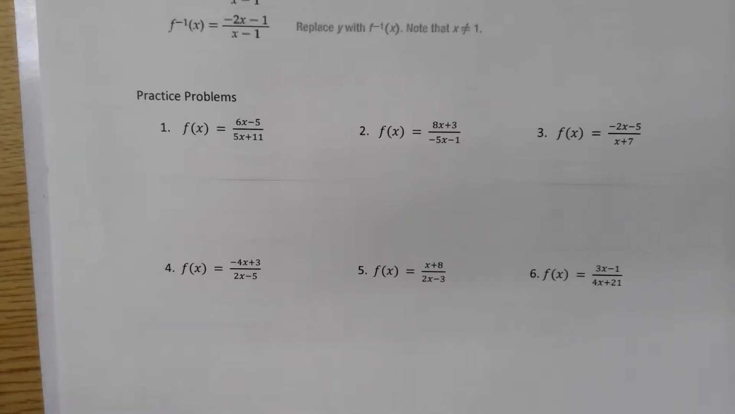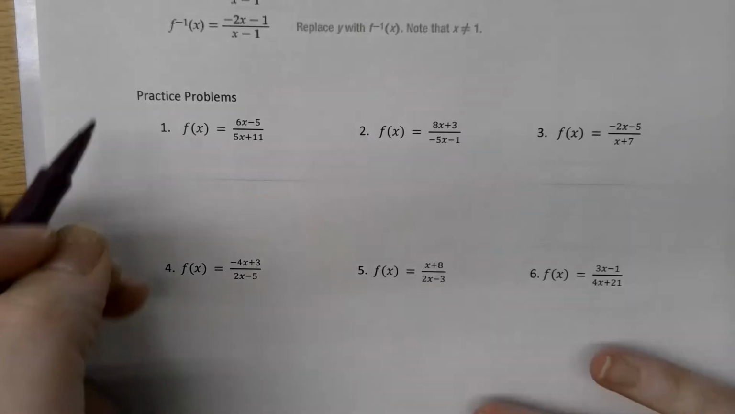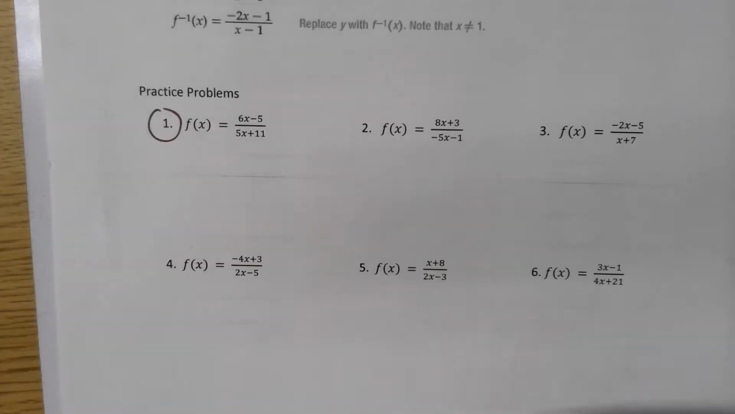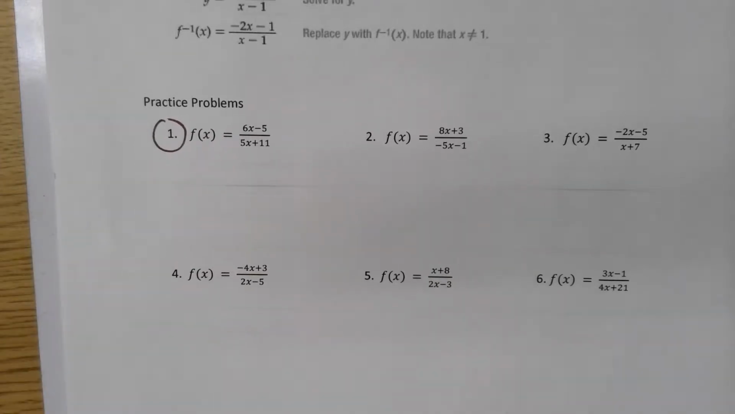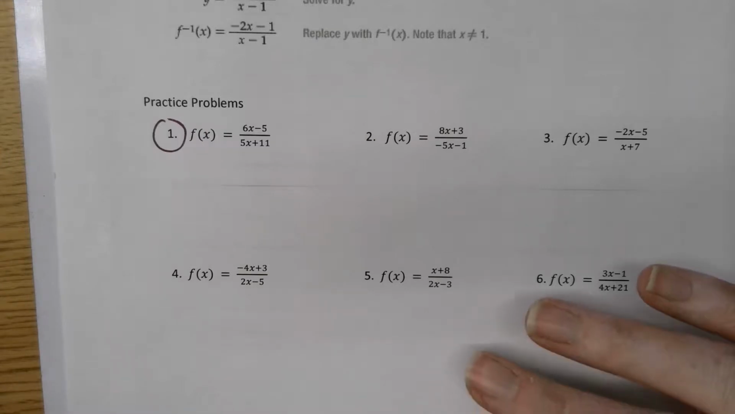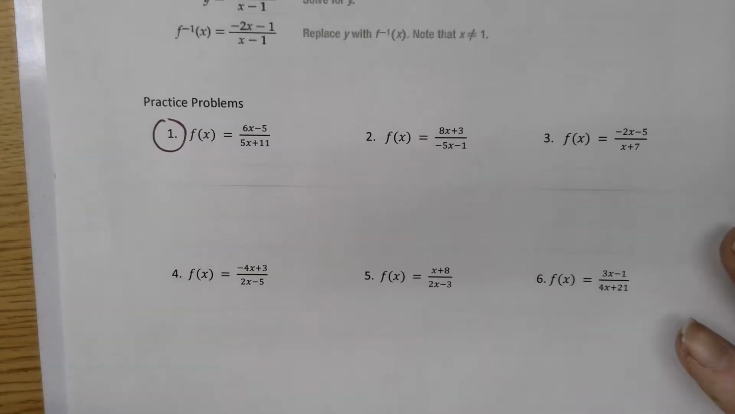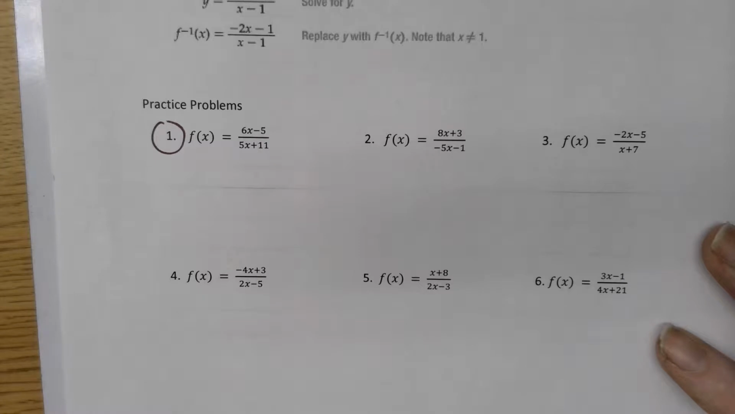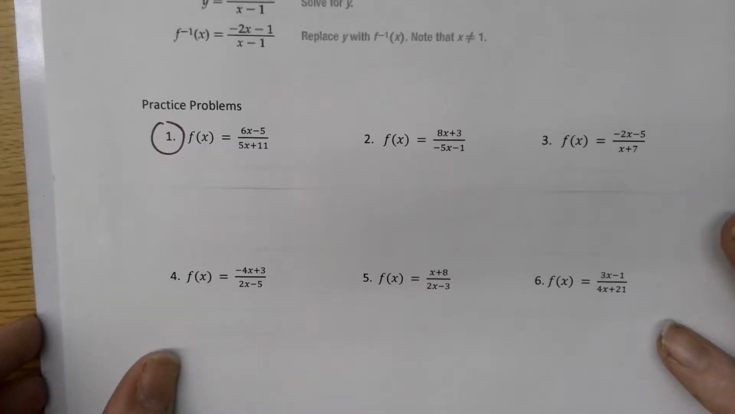All right, so we're going to take a look at how to solve a level 4 for inverse. I'm going to work on this first problem right here. F of x equals 6x minus 5 divided by 5x plus 11. All right, our first step is to go ahead and replace f of x with y.